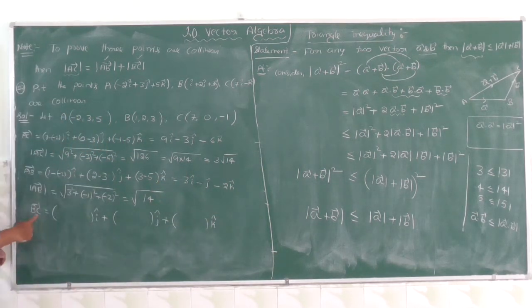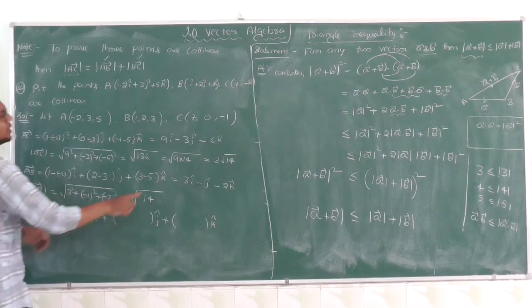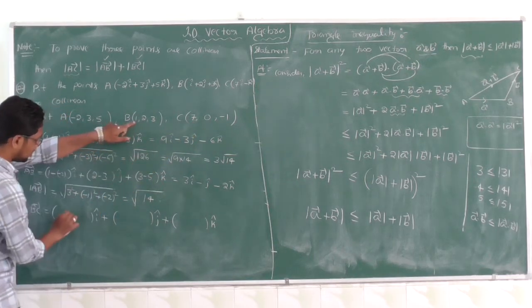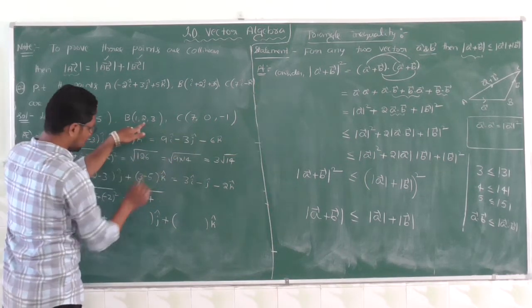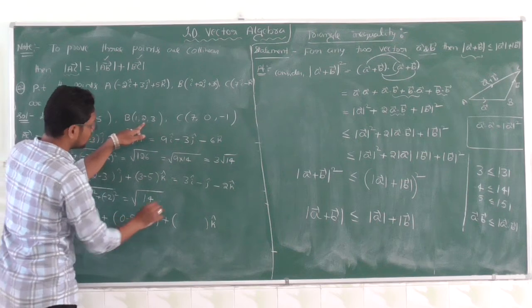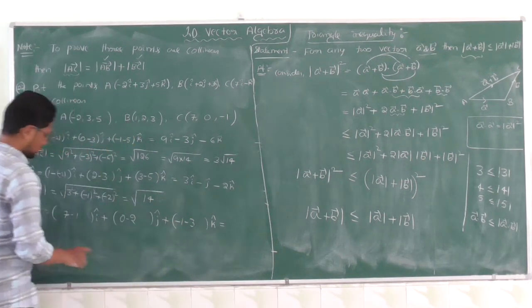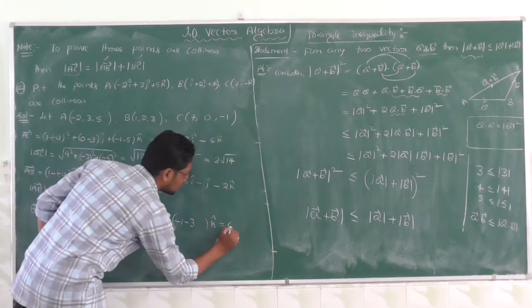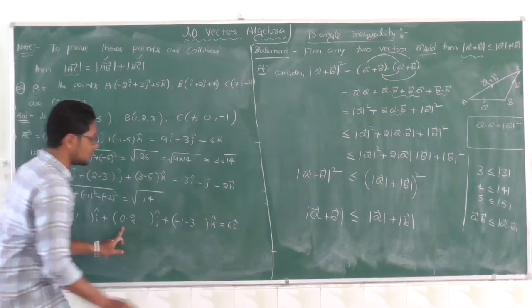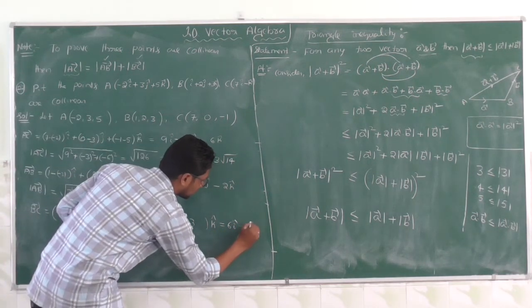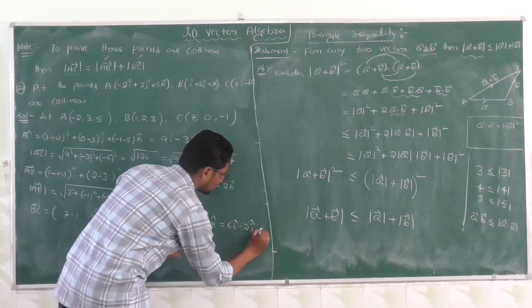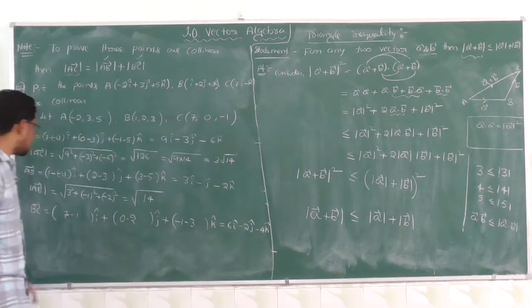Now BC vector is nothing but C minus B. C minus B: 7 minus 1, 0 minus 2, minus 1 minus 3. Equals 7 minus 1 is 6i, next minus 2j, minus 4k. It is the BC vector.